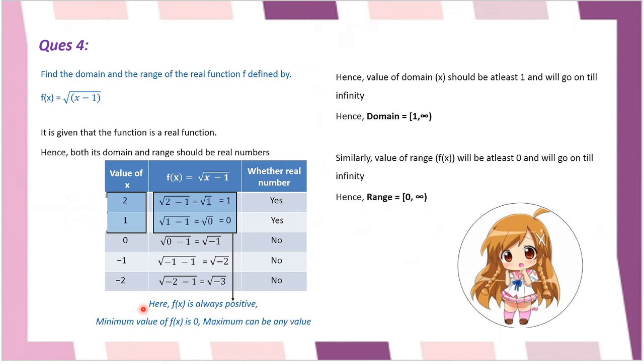So what can we conclude? Here f(x) is always positive, right? So the minimum value of f(x) is 0 and maximum can be any value. So what can we say the domain is? Domain is 1 to infinity, including 1 because we can take 1. So closed interval on left side and open interval on right side. And range, the minimum value of f(x) that we are getting is 0. So range is 0 to infinity.